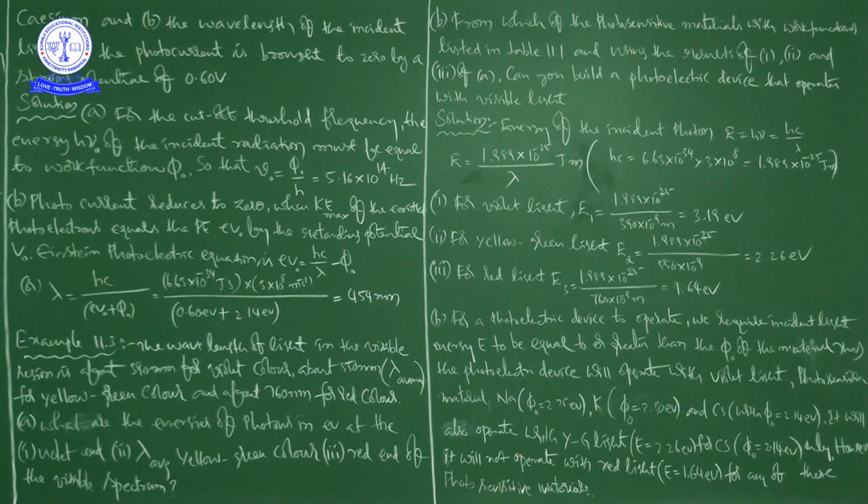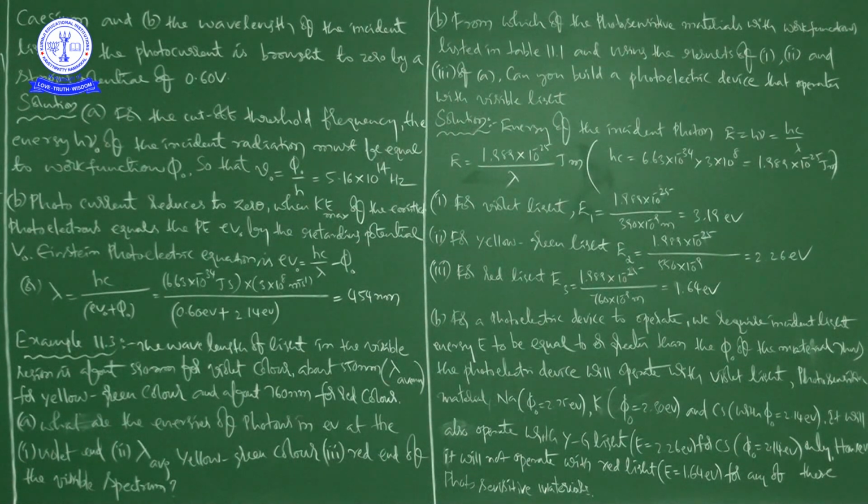I already told you the relation between the energy of the incident light and the work function, and that only we are going to check once to answer B. How can we build it, whether it is possible or not? If it is possible, in what color it is possible and in what color it is not possible. That's all. Okay, right. See here. For a photoelectric device to operate, we require incident light energy E to be equal to or greater than phi naught of the material.